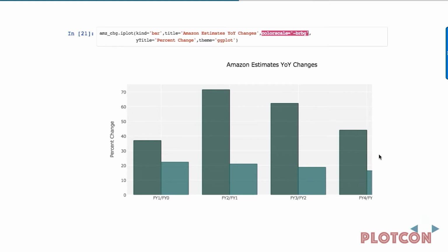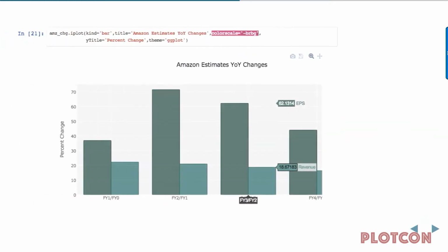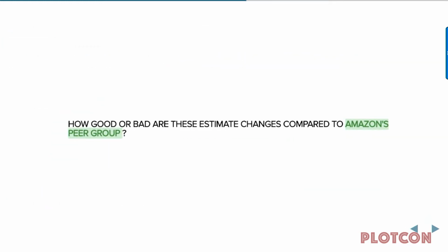So this is just a bar chart with multiple values in here. For some reason, the scaling of the charts is not coming as I wanted because all the legends are on the right-hand side. But okay, so we want to understand, is this a good or bad set of estimates for Amazon? We may want to compare this to the peer group. So let's say we want to get all the peers of Amazon and make a comparison.